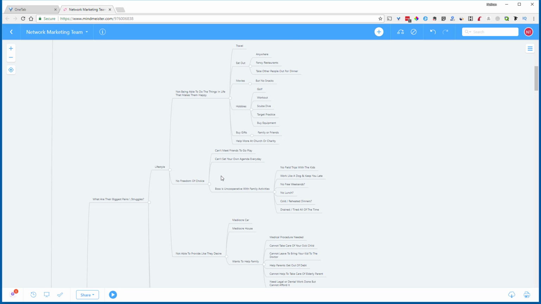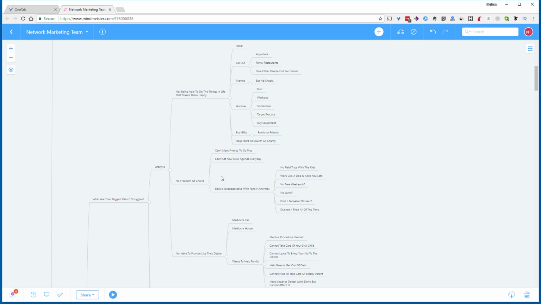Maybe they don't have free weekends. Maybe they don't get lunch breaks like a full hour. Maybe they get like 15 minutes and they got to get right back to it, or they have to eat lunch at their desk and they can't get away. And being tired and drained all the time from all the energy that goes out into trying to make this job work for them.